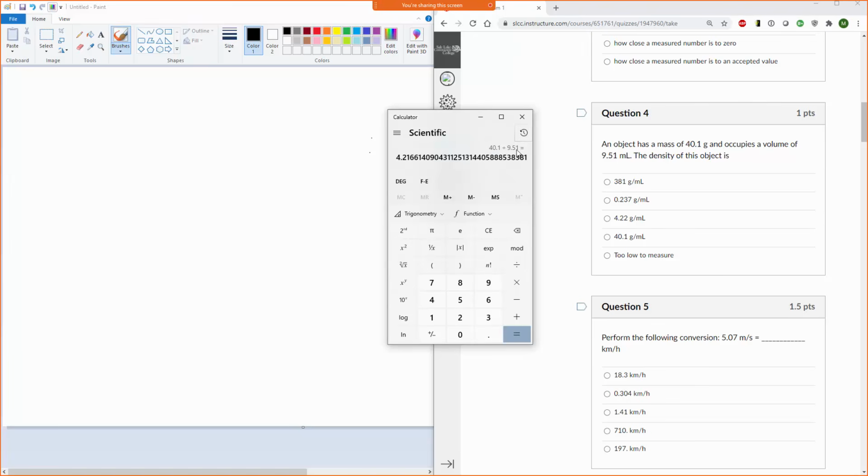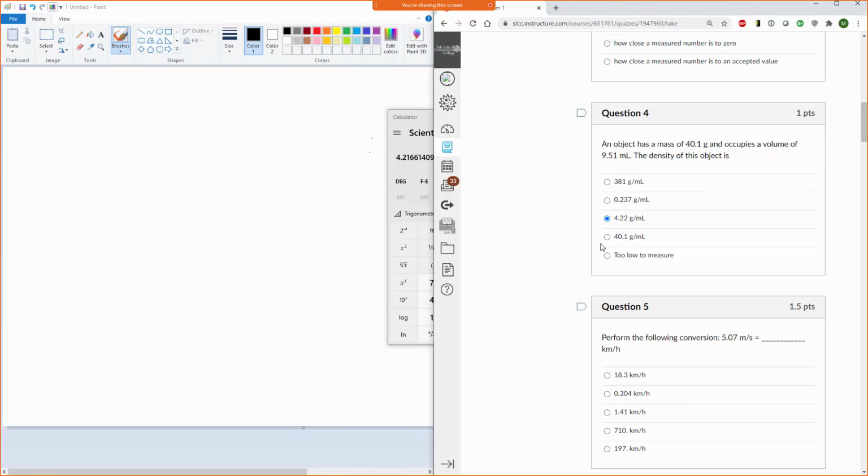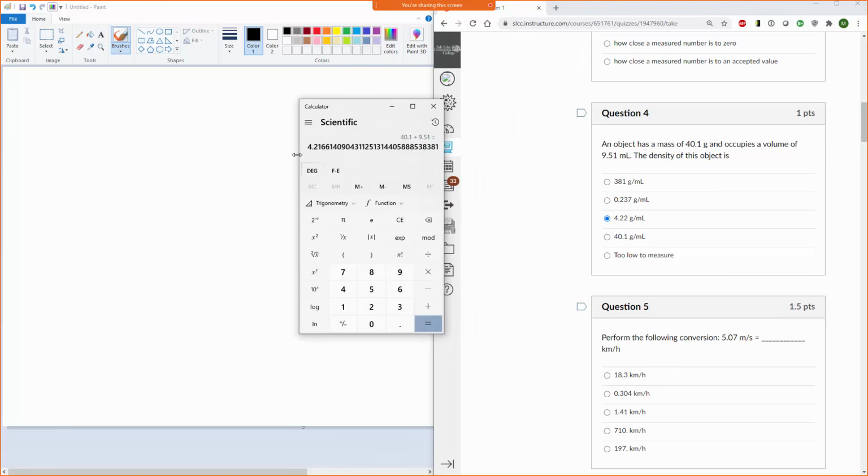So 40.1 divided by 9.51 gives you 4.22 grams per milliliter. And of course, there's a lot more digits here, but I rounded it to 3 because they only gave me 3 here and here. All right, does that make sense? You with me?